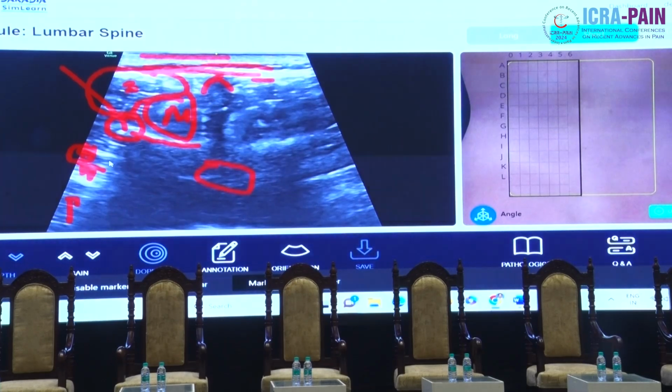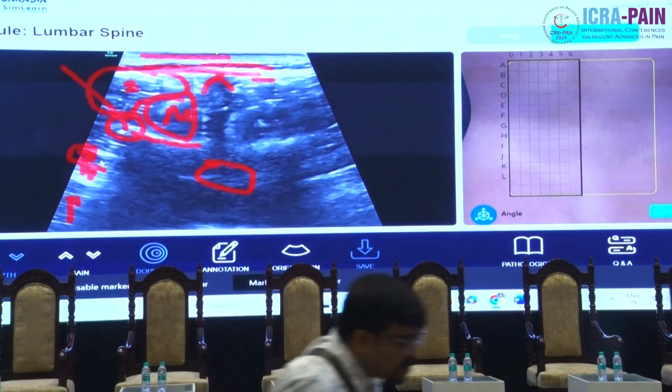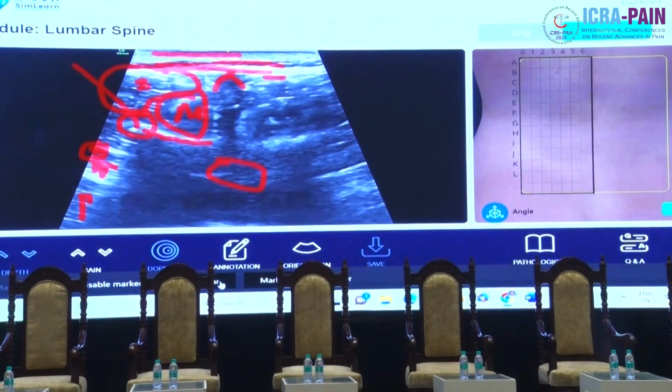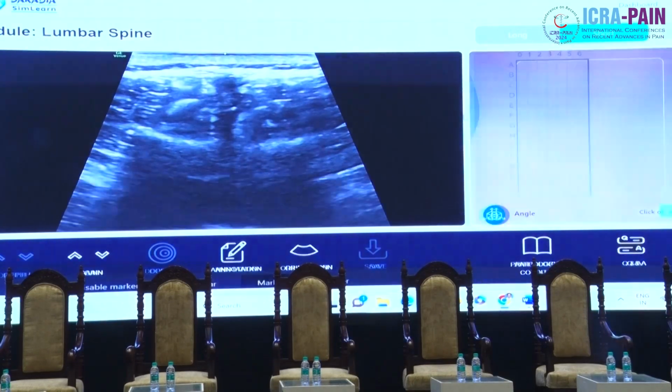So this muscle is your iliocostalis. Over the transverse process, iliocostalis. Anterior to the transverse process is your psoas. Okay, let me clear and let me go to another part.